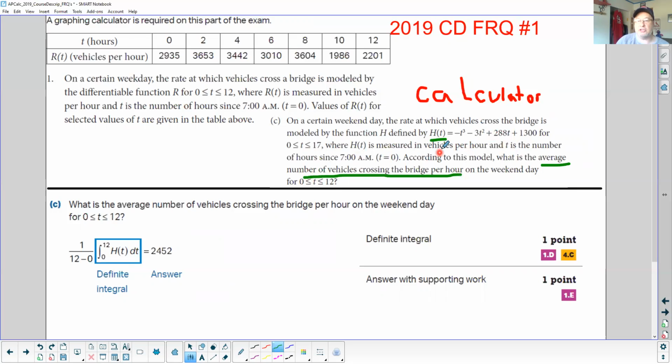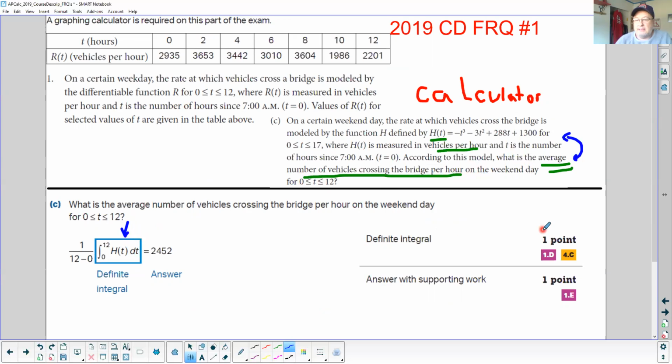Well, this is a function of vehicles per hour. You want the average vehicles per hour. So basically you're staying at the same level or the same derivative, however you want to think of that. When you're doing that, it's an average value theorem. It's not rate. If they wanted the average vehicles per hour, then you would be doing a slope calculation, H of 12 minus H of 0 over 12 minus 0. But since this is staying at the same level, same units, you're doing your average value.